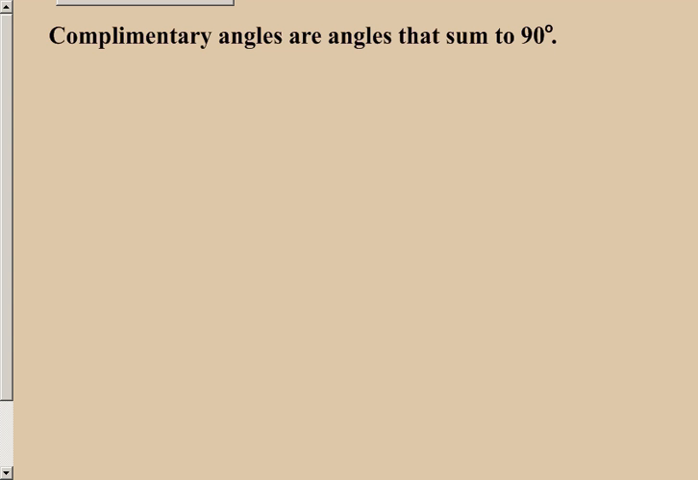Here's a couple of terms you might be familiar with. Complementary is one of them. Complementary angles are angles that sum to 90 degrees. Hopefully we remember from back in the day, the word sum means the result of an addition problem. So we have 2 angles that are going to add together, and the result of that is going to be a total of 90 degrees.